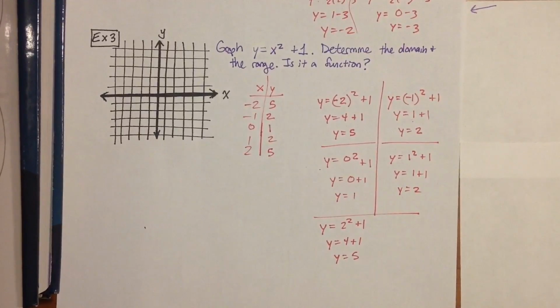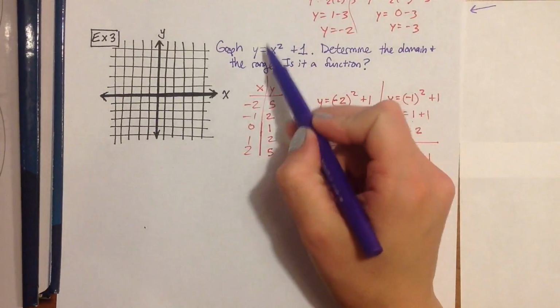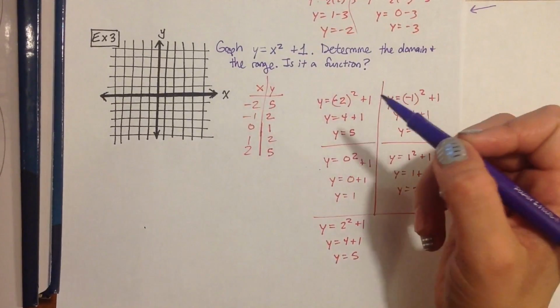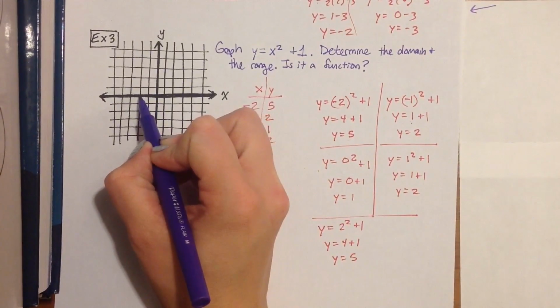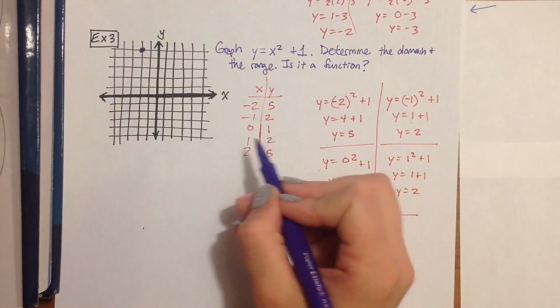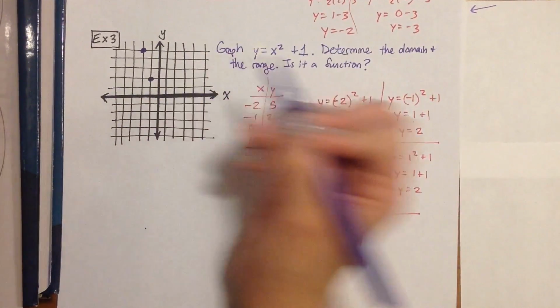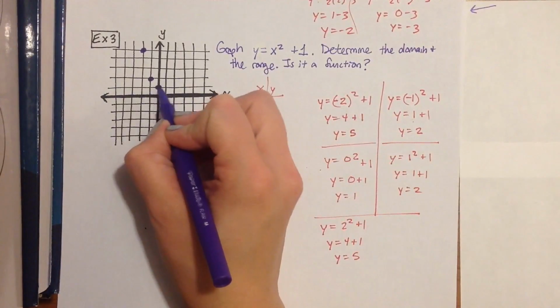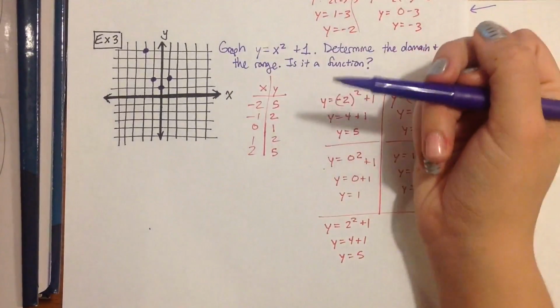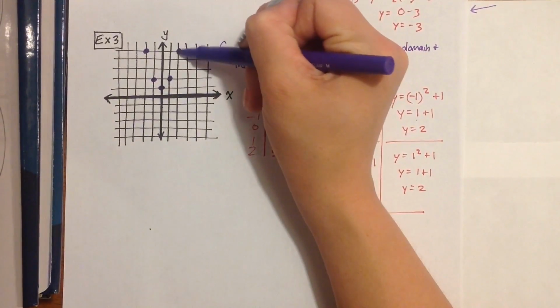So let's graph it first to see what's going on with the graph and see what this actually looks like. Hopefully this looks familiar to you, the equation itself. So here we go. Negative 2, 5. Over negative 2, 1, 2, 3, 4, 5. Negative 1, 2, 0, 1, 1, 2, 2, 5.